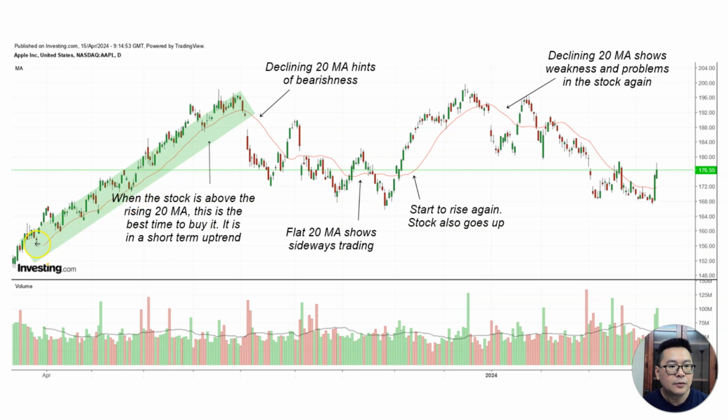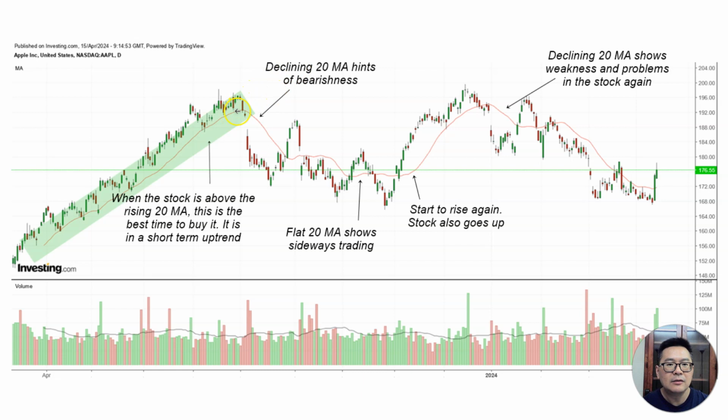So here I colored this area green. Why? Because this is an area where you can make nice amounts of money if you're long this stock. This is the stock of Apple. D means daily. When the stock is above the rising 20 MA, this is the best time to buy it. It is in a short-term uptrend. Look, the 20 MA is rising. This is how you find stocks that are good to buy.